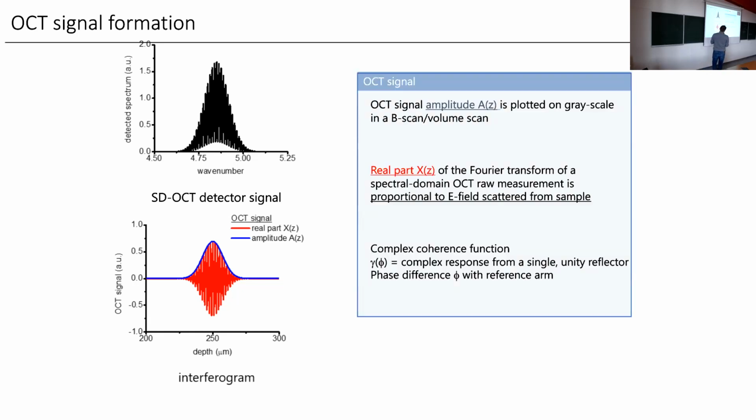So in OCT terminology, this is the B scan, and this is the A scan. We plot the amplitude on the text. The real part here, in red, is the Fourier transform, the real part of the Fourier transform. The spectrum of one measurement is proportional to the scattered electric field from the sample.